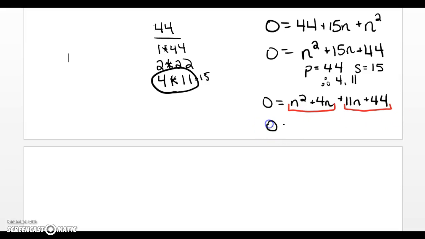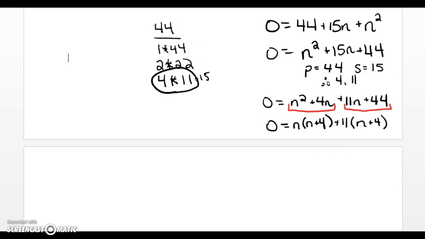So we have 0 is equal to, and between n squared and positive 4n there is an n in common. So pull out an n and you're left with n plus 4. And then looking at our second little group, we have 11n and positive 44, so you can pull out a positive 11. And all we're left with is n plus 4. You'll know you did your work right if these two brackets are exactly the same.